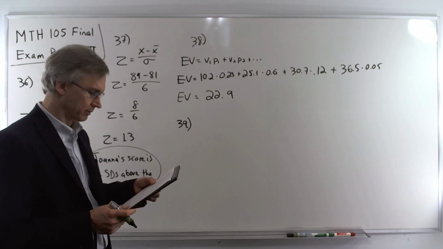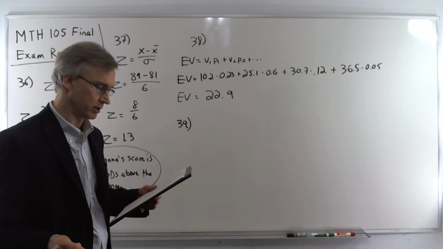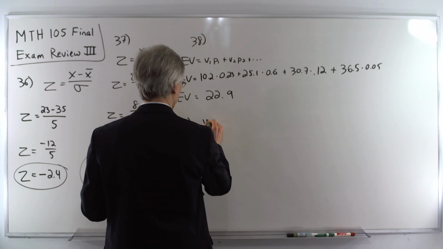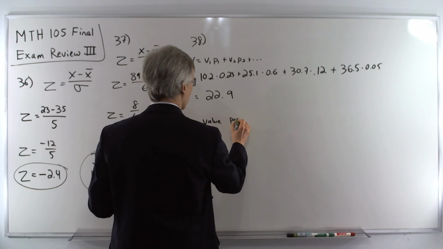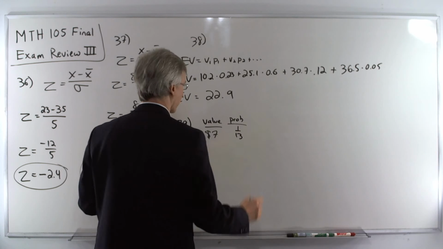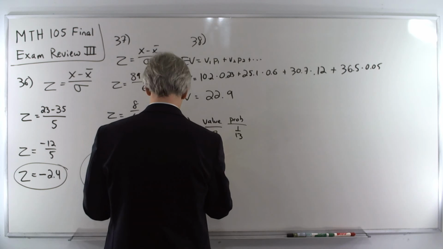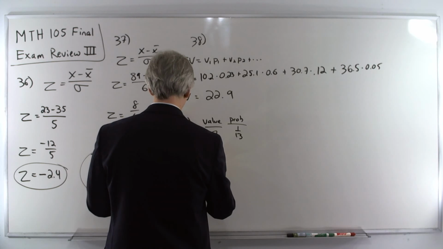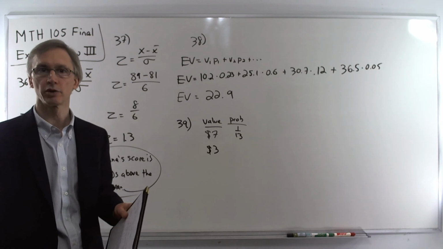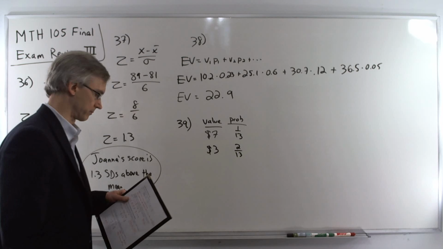If the player draws an ace, the player wins $7. Now there's only one ace in a suit, so the first value is $7, and the probability is 1 out of 13, one ace out of 13 cards. Next value, draw a king or a queen. It's $3, so you win $3 for a queen or a king. Well, there's one queen and one king, two cards total, so that's 2 out of 13 for that probability.